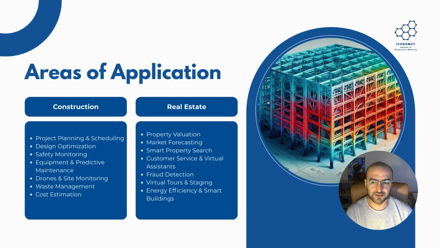Areas of application for artificial intelligence, if we divide them into construction and real estate. For construction, possible areas of application will be project planning, scheduling, design optimization, safety monitoring, equipment and predictive maintenance, drones and site monitoring, site inspection, quality controls, and you may want to say as well waste management, and cost estimation.